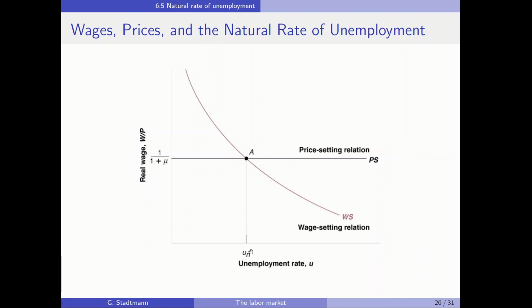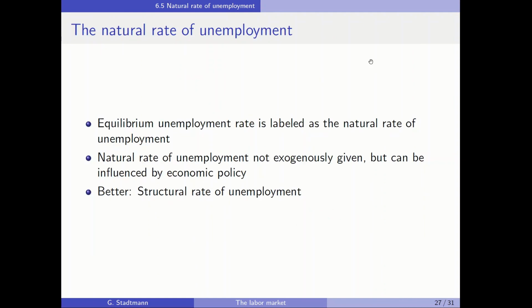This unemployment rate in equilibrium has a special name. It is abbreviated by UN, and it's called the natural rate of unemployment. So the equilibrium rate of unemployment is labeled the natural rate of unemployment. But the natural rate of unemployment is not an exogenous variable. It is an endogenous one. It can be influenced by economic policy. So the policymaker has an influence on the natural rate of unemployment.